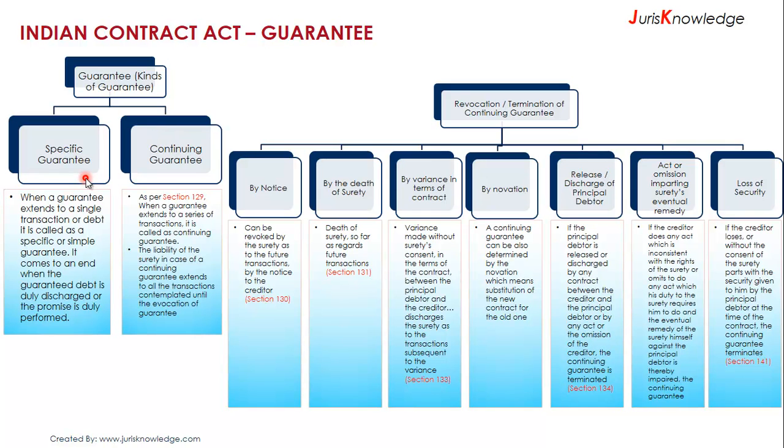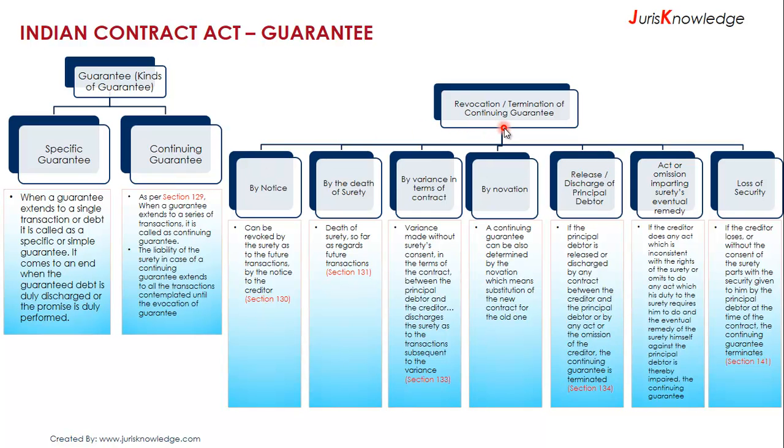In case of a specific guarantee, when a guarantee extends to a single transaction or debt, it is called a specific or simple guarantee. It comes to an end when the guaranteed debt is duly discharged or the promise is duly performed. In case of a continuing guarantee, as per section 129, when a guarantee extends to a series of transactions, it is called a continuing guarantee. The liability of the surety in case of a continuing guarantee extends to all the transactions contemplated under the guarantee.